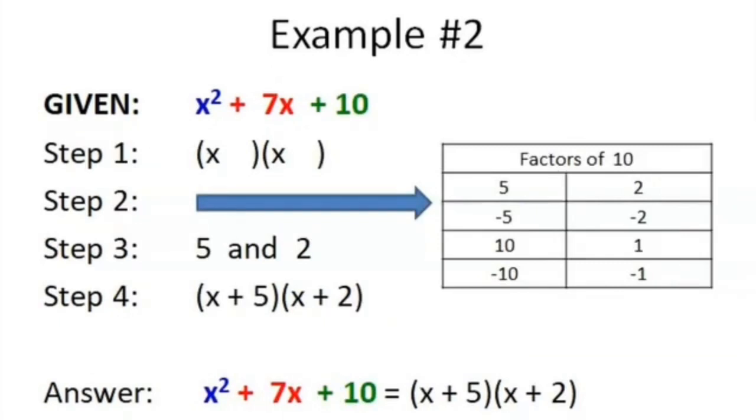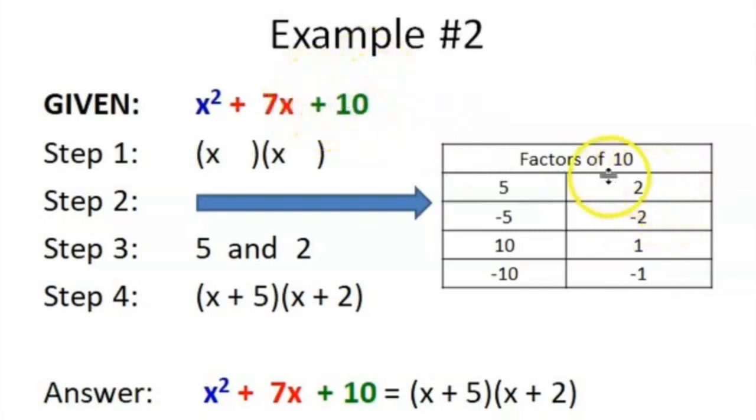So this is our second and last example. We have here the given x squared plus 7x plus 10. So this is a trinomial whose leading numerical coefficient is 1. Ito po yun, x squared. Okay, so step 1, i-factor po natin yung first term. So x squared, the factor of x squared is x and x, because x squared is the product of x multiplied by another x. Step 2, list all the factors of positive 10, which is our last term.